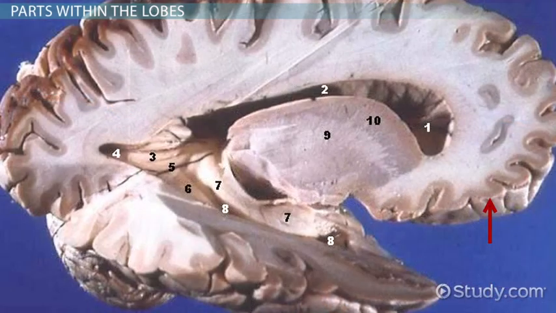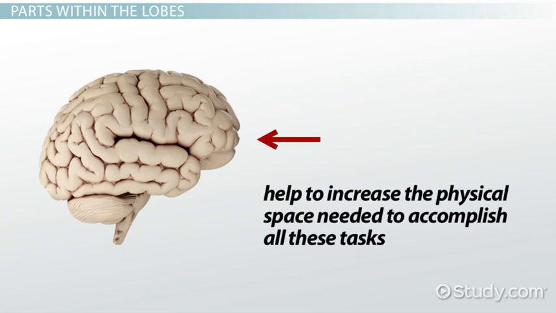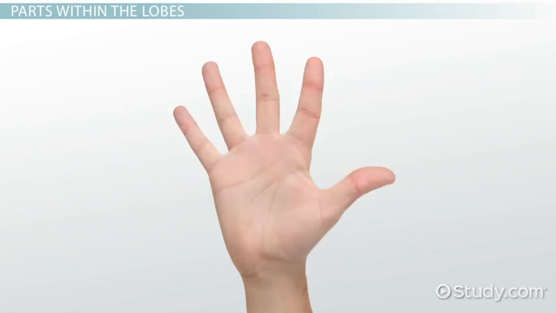The cerebral cortex, or gray matter, is the most important region when it comes to carrying out the tasks of each lobe. As a result, the ridges seen on the surface of the cerebrum help to increase the physical space needed to accomplish all these tasks. For example, if you take your hand, palm side facing up, and your fingers spread out, you gain more physical space to pick up or grab a larger object.